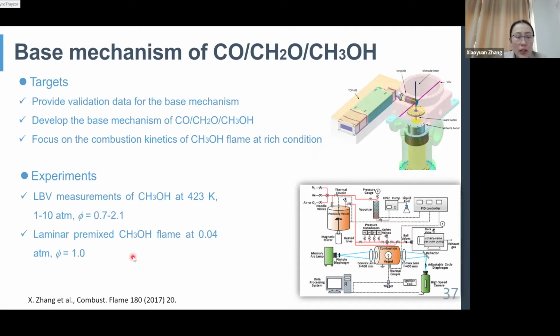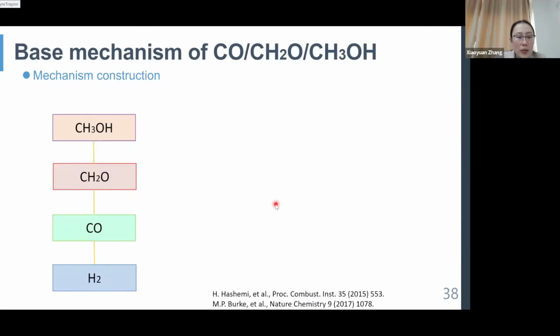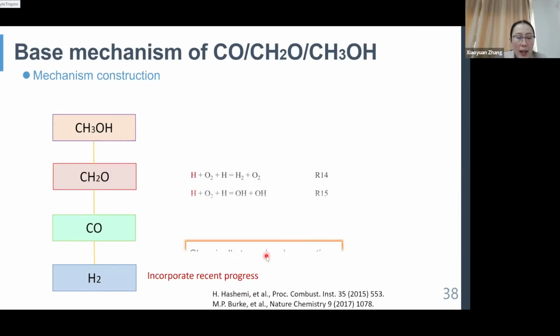In this section, we contributed the experiments for methanol. Laminar flame speed measurements and laminar premixed flame speciation experiments were conducted. For the kinetic model construction, the base hydrogen model is adopted from the Hashmi model, and we incorporated the recent progress in chemically termolecular reactions.